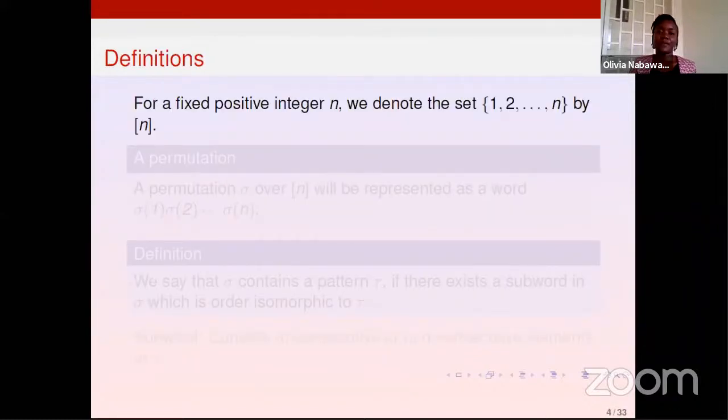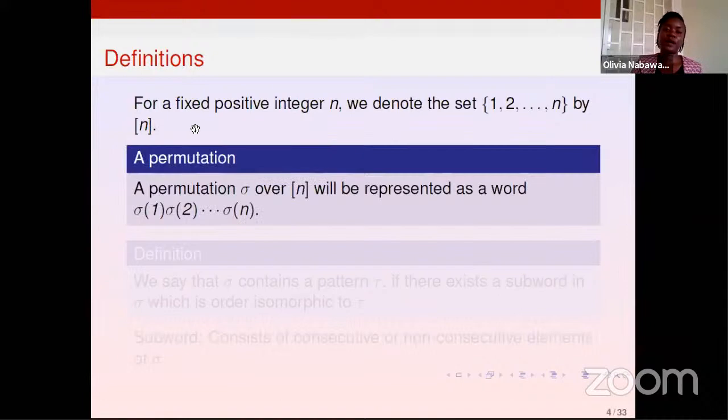Okay. Let's begin with some of the definitions that will enable us to understand whatever I'm going to talk about. For a fixed positive integer n, we shall denote the set with n elements by this. This is a standard notation. So wherever you see this, it will be representing a set with n elements. And a permutation sigma will be represented as a word, sigma 1, sigma 2 up to sigma n, because we are looking at a permutation of length n.